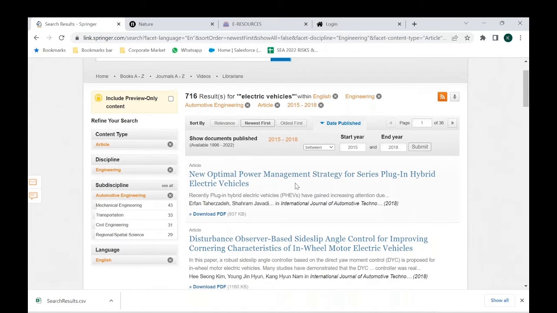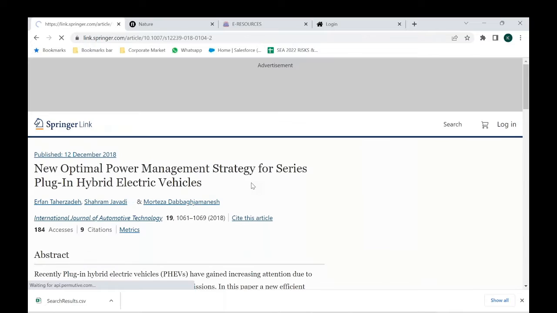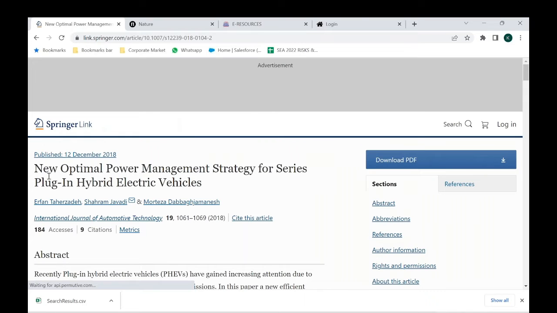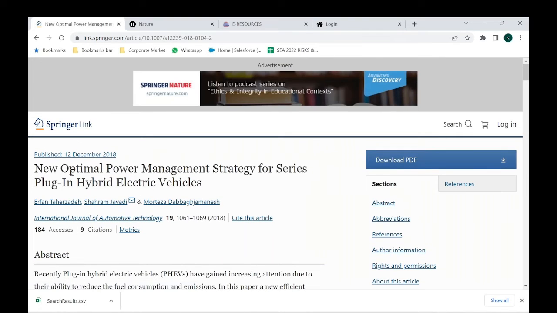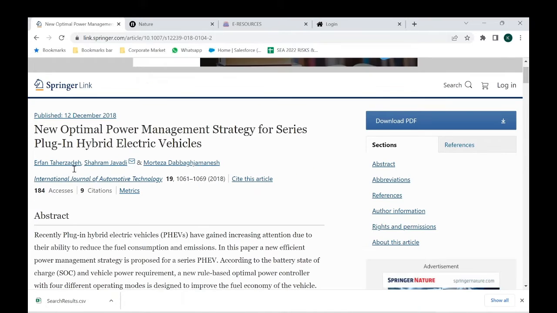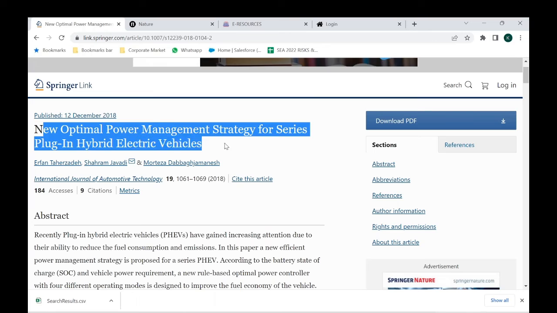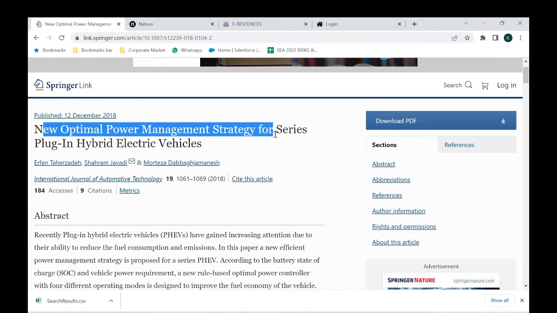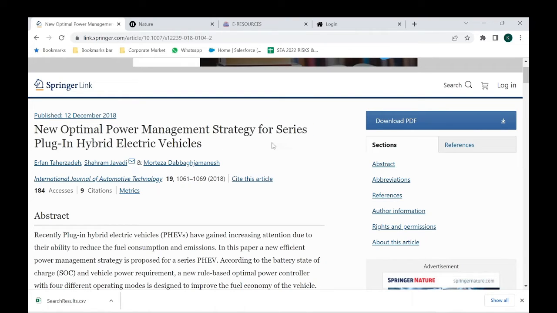Now it's a good time to perhaps go into one of those documents and show you what an actual article looks like. I'm just going to take this first one. You will notice that now that I've clicked into it, we are now in the home page of the article, right at the document itself. This article is titled New Optimal Power Management Strategy for Series Plug-in Hybrid Electric Vehicles. It's published on 12th of December 2018.